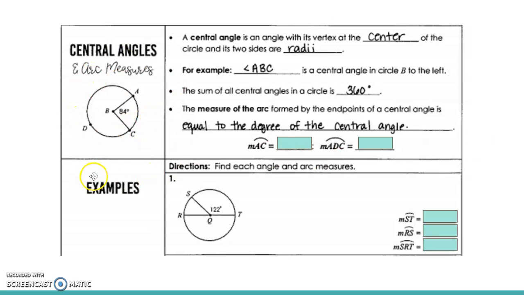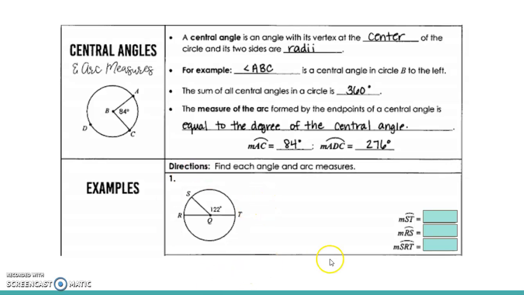Again, looking at the picture to the left here, if I see arc AC, so we mark it with the arc above, if my central angle is 84, then AC is also 84. And then to find the major arc ADC, I just subtract 84 from 360 and say that it's 276 degrees. So a couple more examples like that.